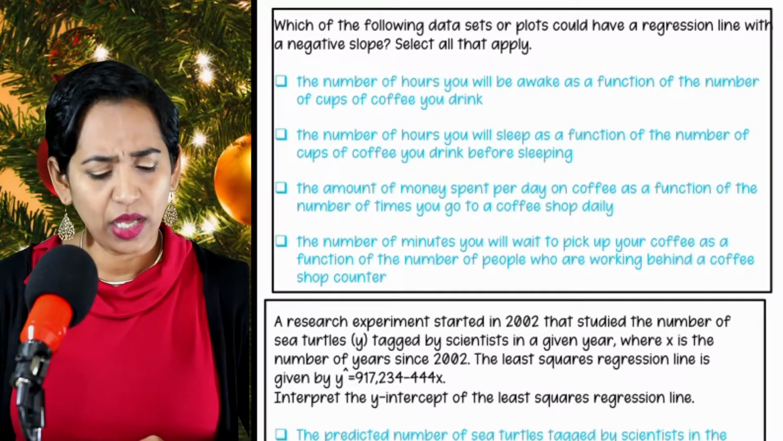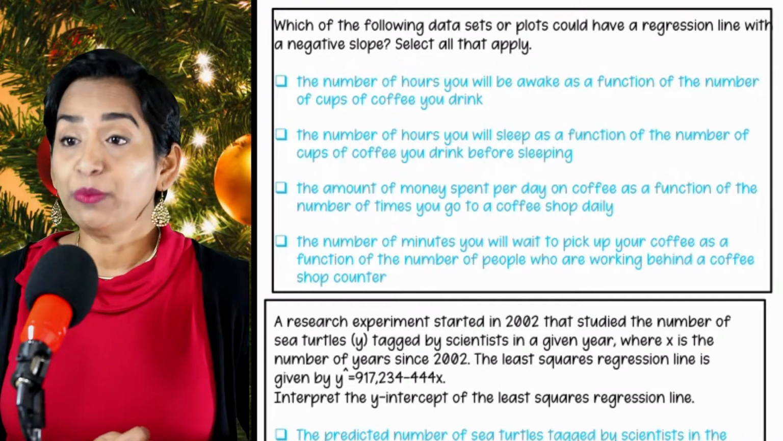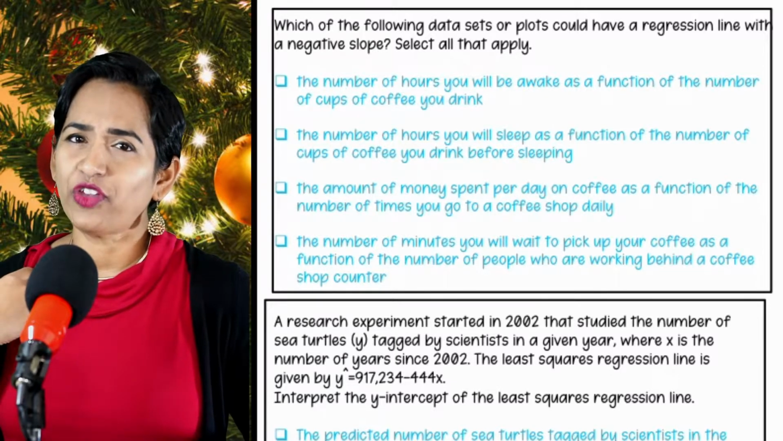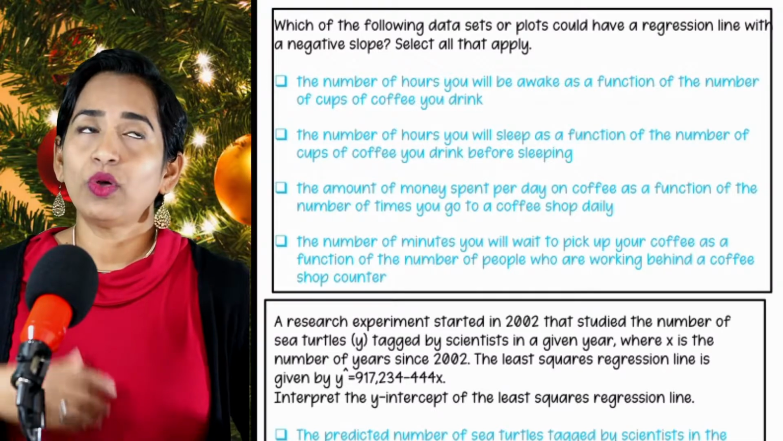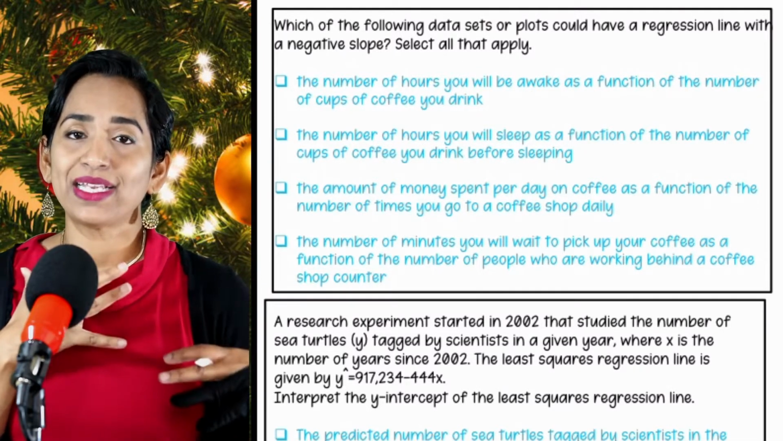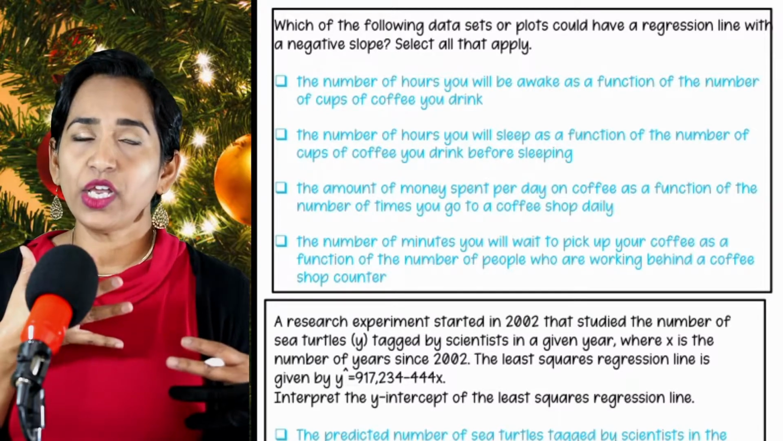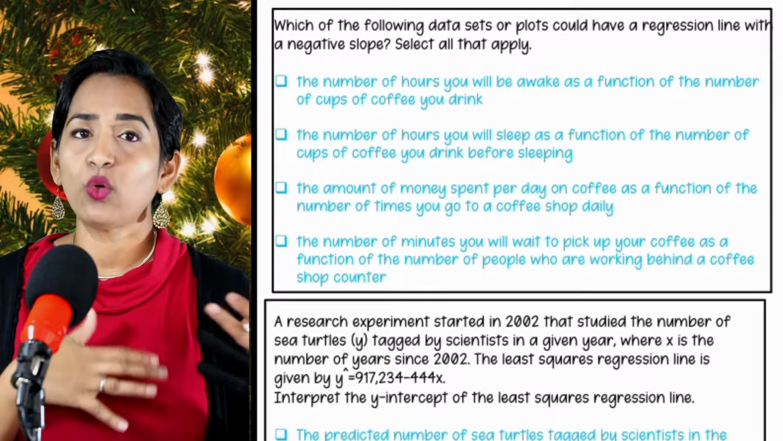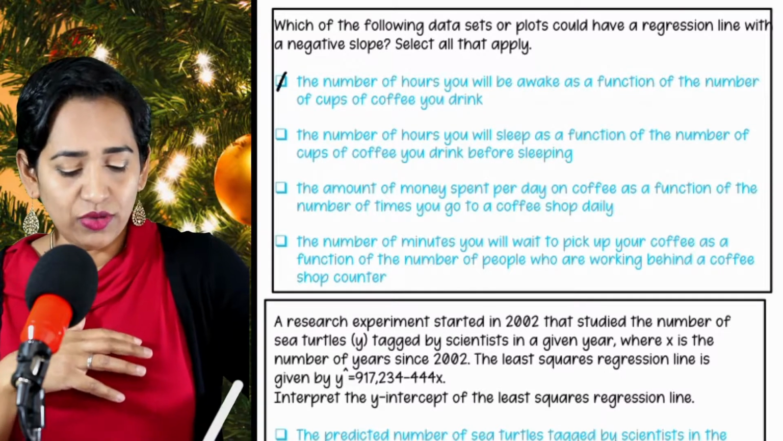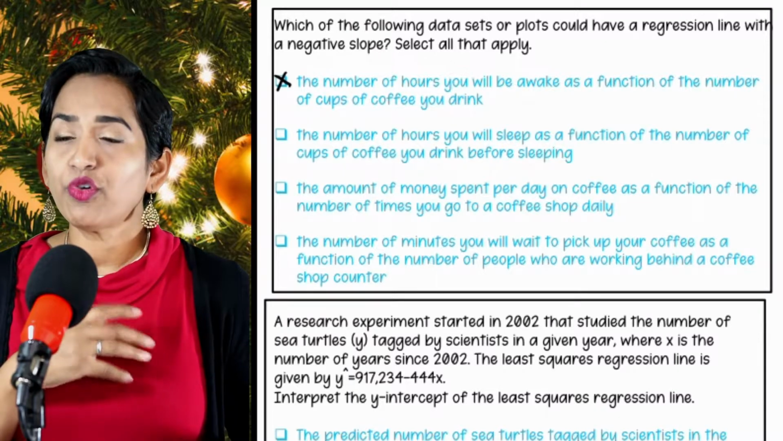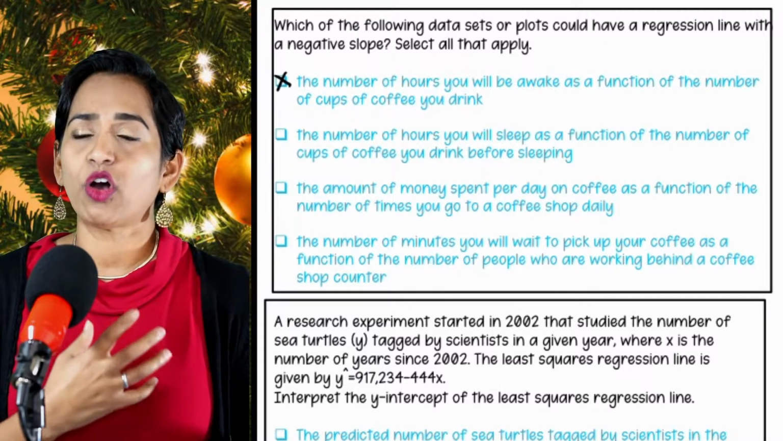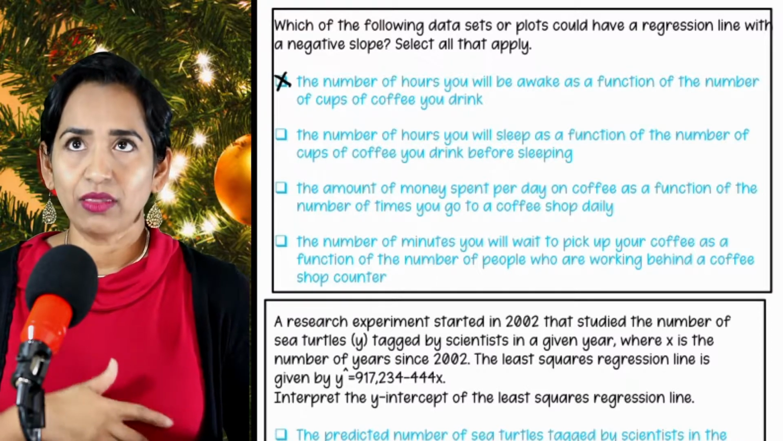The number of hours you will be awake as a function of number of cups of coffee. So it has to be opposite. Negative is if x is increasing, y is decreasing. If I drink more coffee, then I will be awake more. Both of them are increasing simultaneously. So definitely not this. The number of hours you will sleep as a function of number of cups of coffee you drink. It's the same thing.